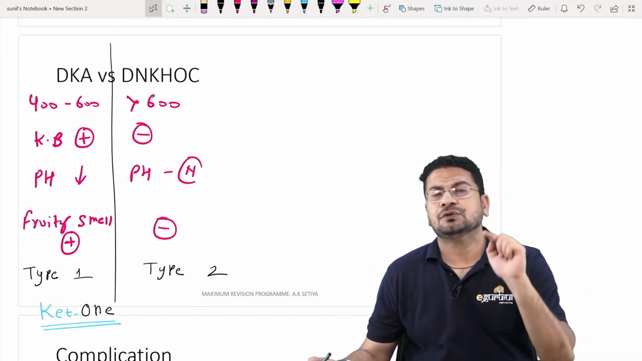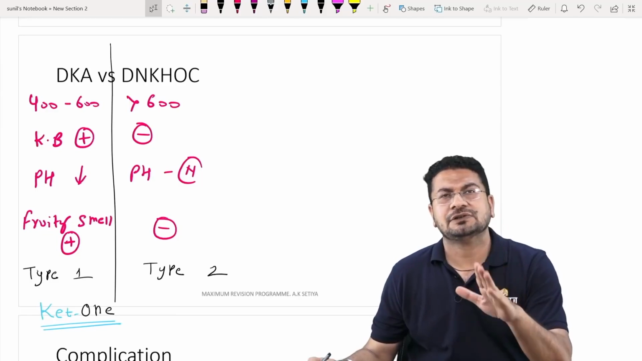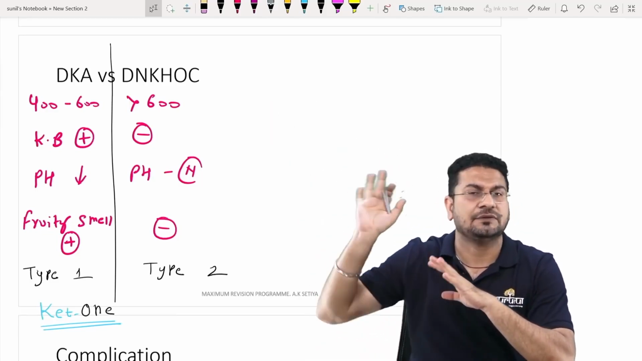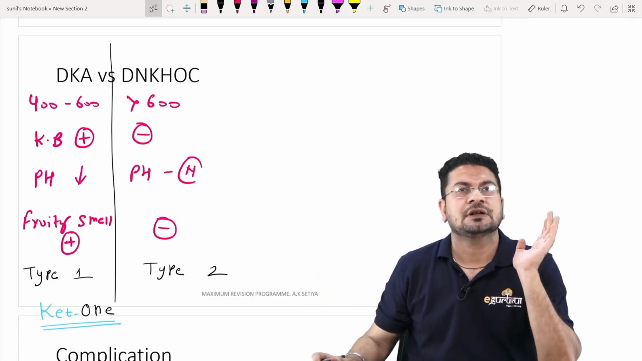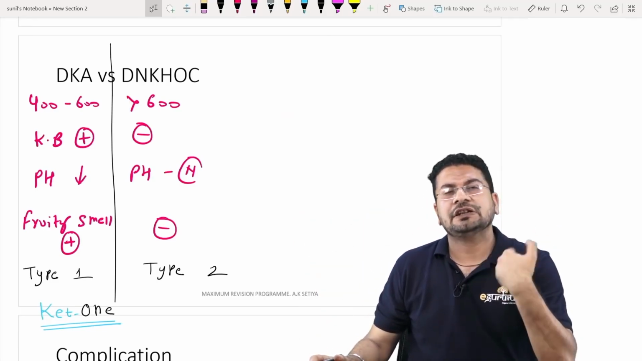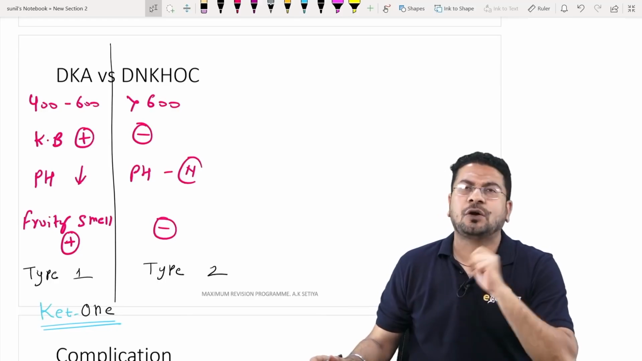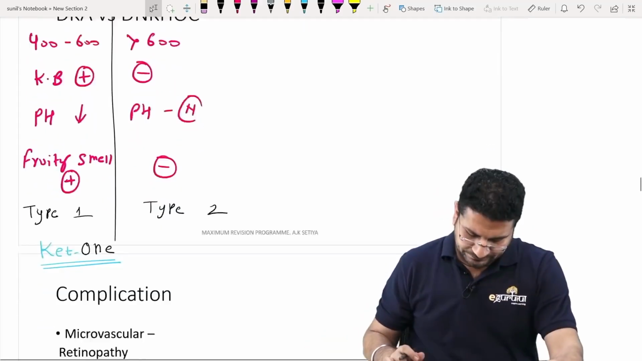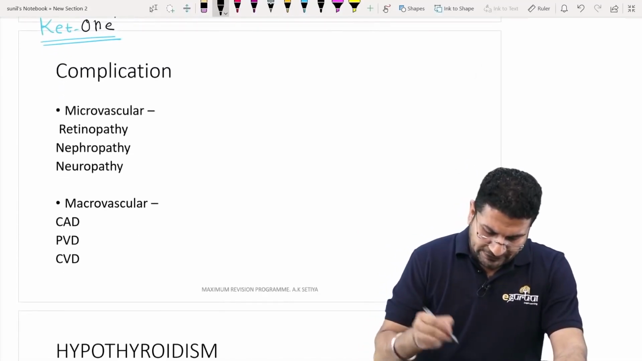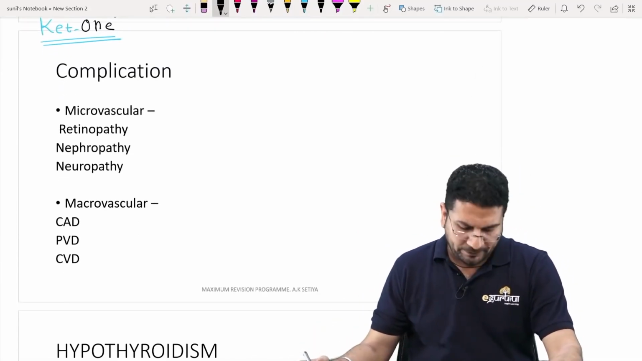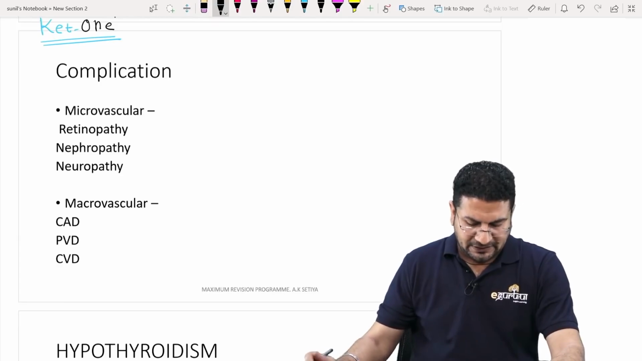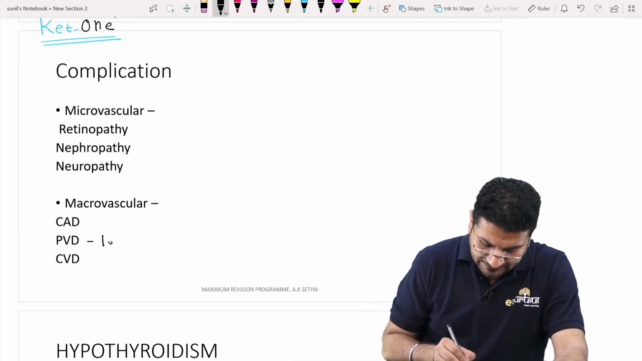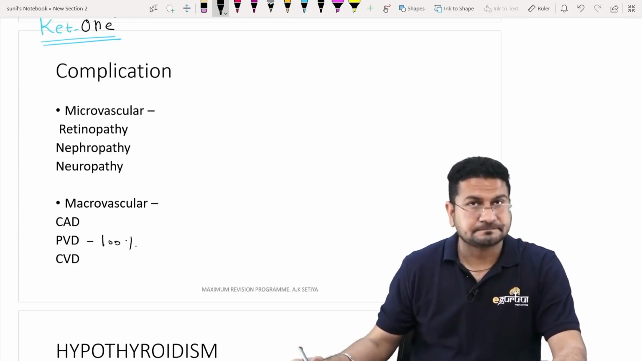But if I ask you most common cause of diabetic ketoacidosis, still answer will be type 2, because type 2 is way commoner than type 1. Type 2 is very common. There is more chance of DKA in type 1, but most common cause of diabetic ketoacidosis or DKA is still type 2. Okay, then we can see complication like retinopathy, nephropathy, neuropathy. There can be some macrovascular complication like risk of CAD. If I say there is 100% risk of peripheral vascular disease.